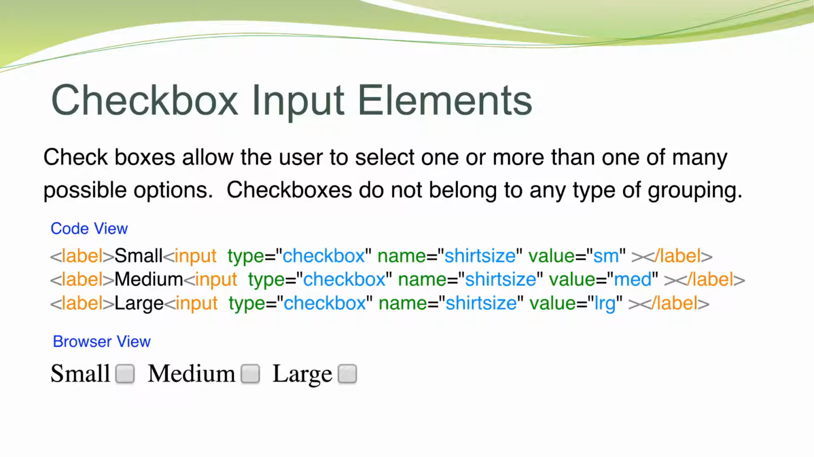a value of checkbox. It also must have a value attribute where the value is representative of what the label text is. In the first line of our example, we have the value of SM, which is an abbreviation for the label text of small.